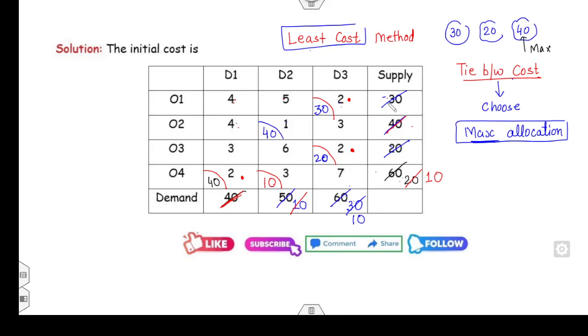Now look at the 5. Again, there is no supply. 6, there is no supply. The last number is 7 and 10 and 10. Now you can see all the demands are over. All these supplies are over.